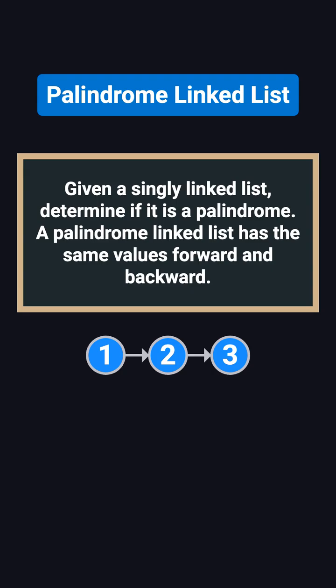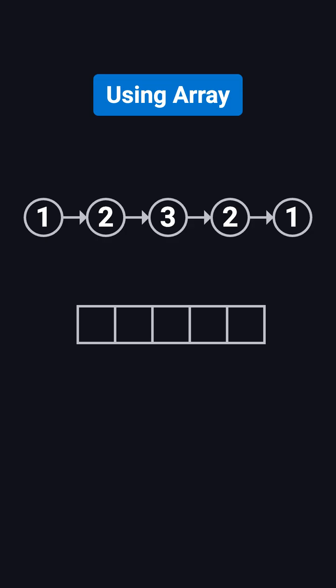The tricky part here is that a singly linked list can't be easily traversed backwards. Arrays don't have this problem, so the most straightforward way is to use an array. First, store all the node values into an array. Then use two pointers, one starting at the front and one at the end, and compare the values step by step. If any pair doesn't match, it's not a palindrome. But if all pairs match until the pointers meet, then it is a palindrome.